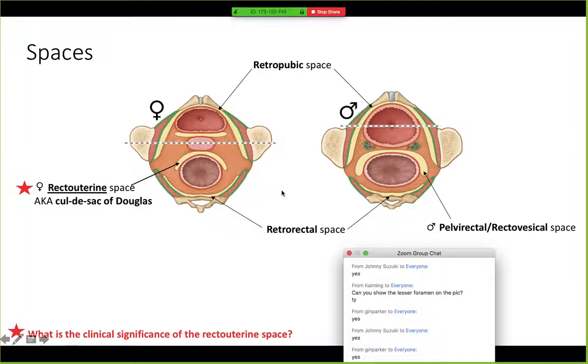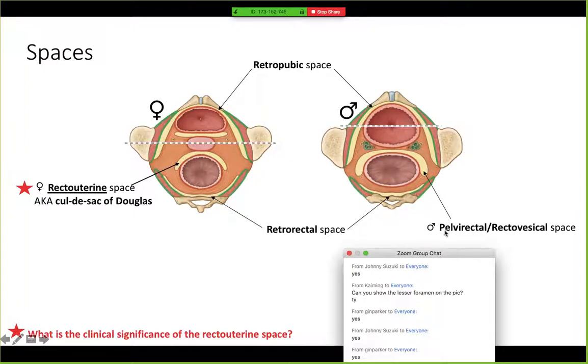So over here we have the male, and then here's female. So a few important spaces to know. First, you have the retropubic space. So behind the pubic bone, this space right here is a retropubic. And then you also have a retrorectal space. So behind the rectum is the retrorectal space.